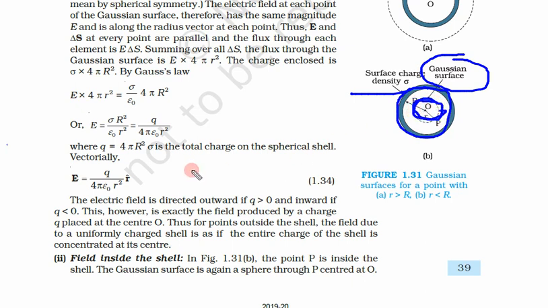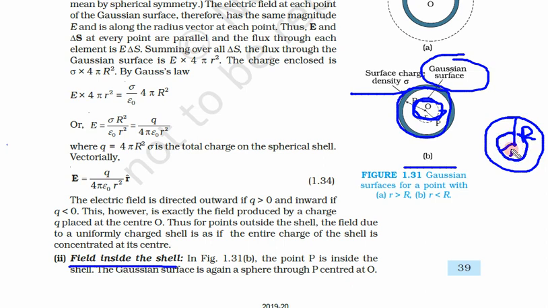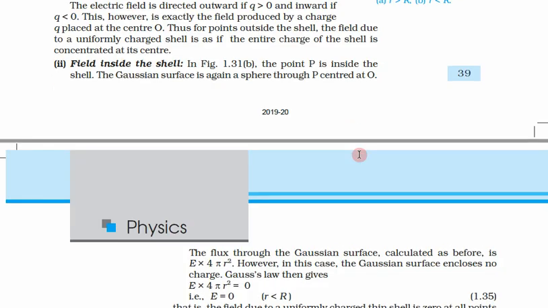Now let us solve this for the field inside the shell. Again, see this diagram. This is the ordinary spherical shell with radius capital R, and now the Gaussian surface is inside, with small r radius. This Gaussian surface is inside, and the surface charge density remains the same, sigma, because that is the same shell. So let us solve this.